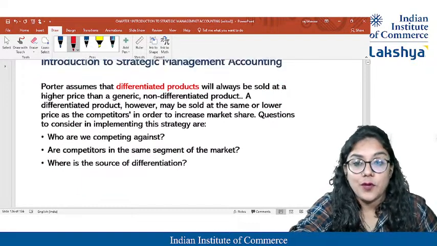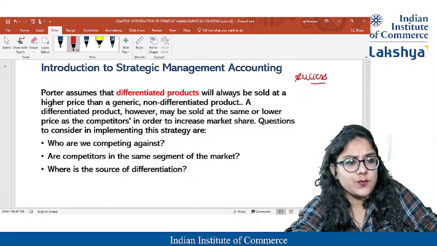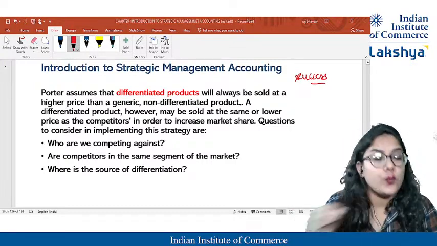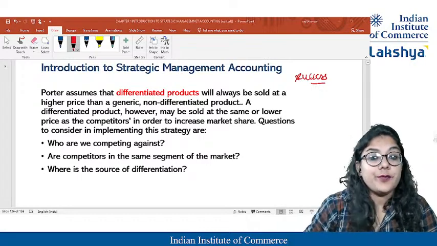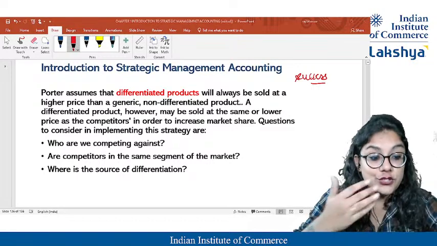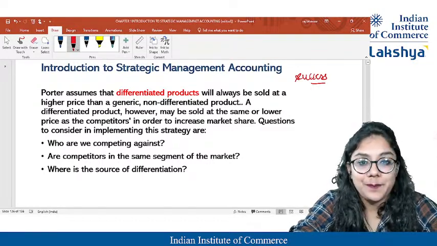So here Porter has assumed that if you want to be successful, you have to choose one. Either you want to put the lowest price, or you want to set up a product which is superb, like others are not in a position to compare with. So yes, this is what we have learned.